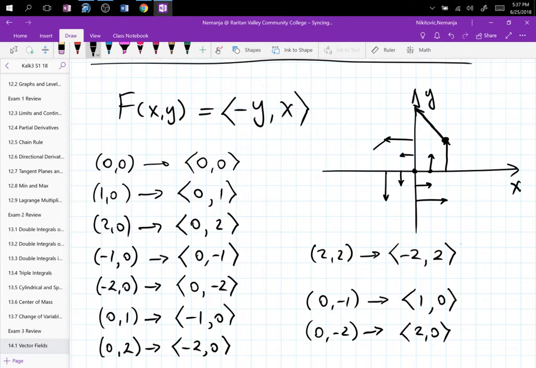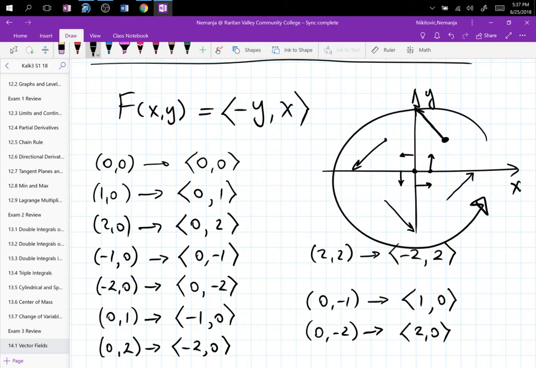This point would go like that. This point would go like this. This point would go like this. No. So maybe now if I erase these guys, you can see that, do you see that there is a rotation to this? That it's trying to spin this way?